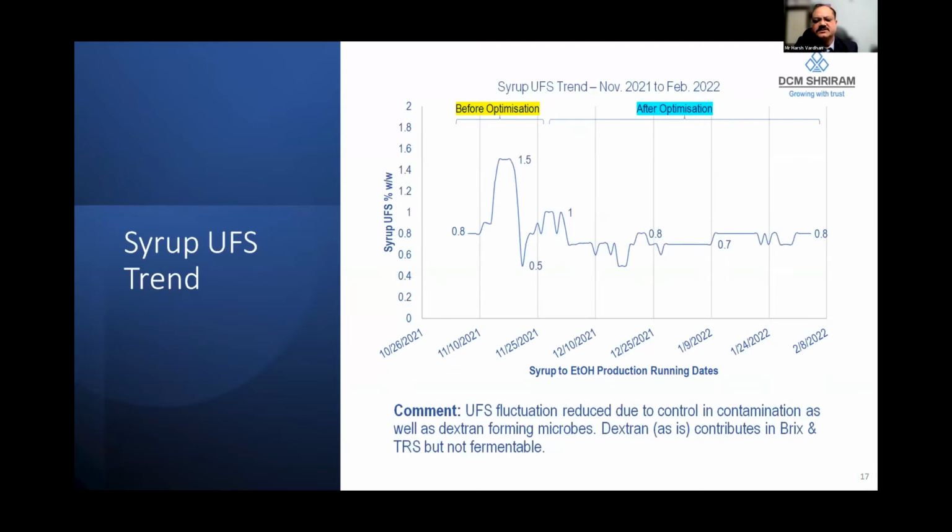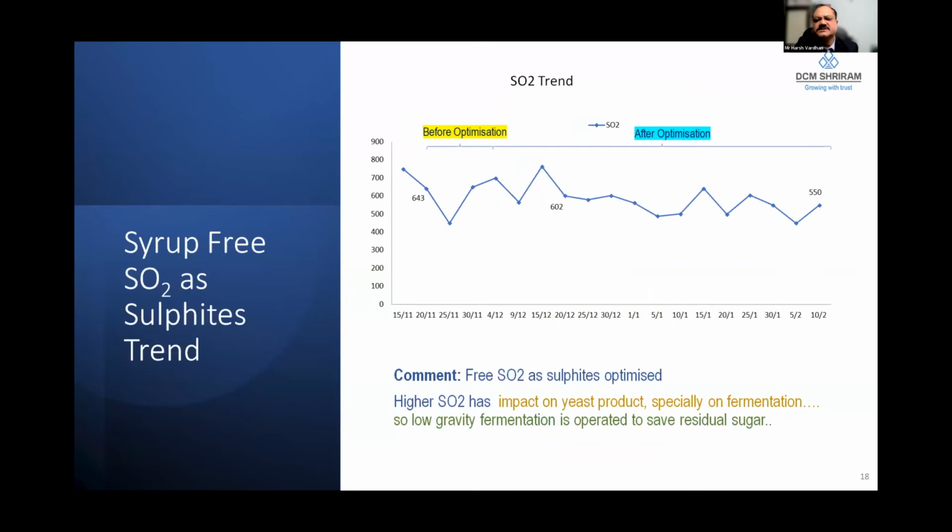This is the UFS level during the before optimization period and after optimization period. This is the SO2 content in the syrup. It was much higher earlier. Later it was optimized and it ranged from 400 to 500 ppm, because this high SO2 content impacts the yeast productivity, especially in the fermentation process.